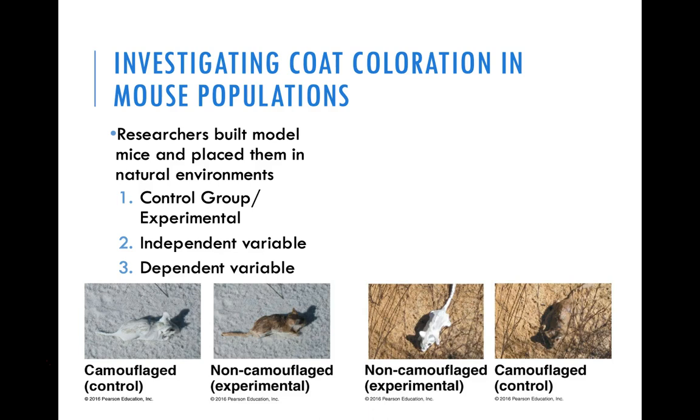We have our control group, and then we have our treatment group, or our experimental group. So our control on the left in the white environment is the white mouse. You see that he blends in really well. He doesn't stand out nearly as much as that brown mouse. So that brown mouse in the white environment is going to be the experimental or the treatment group.